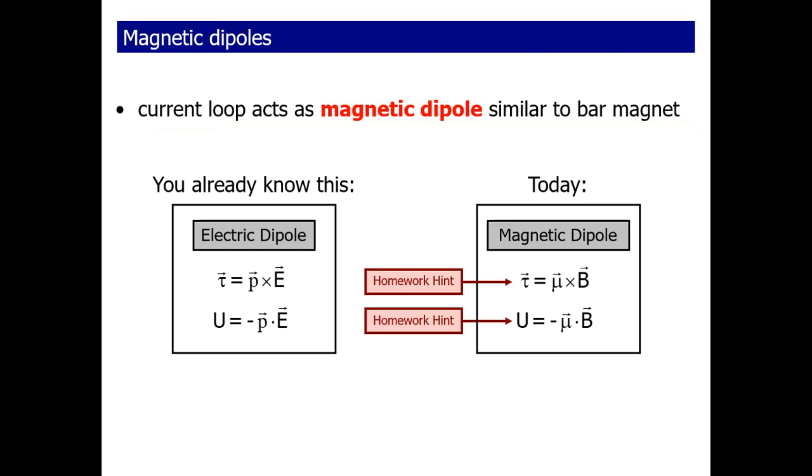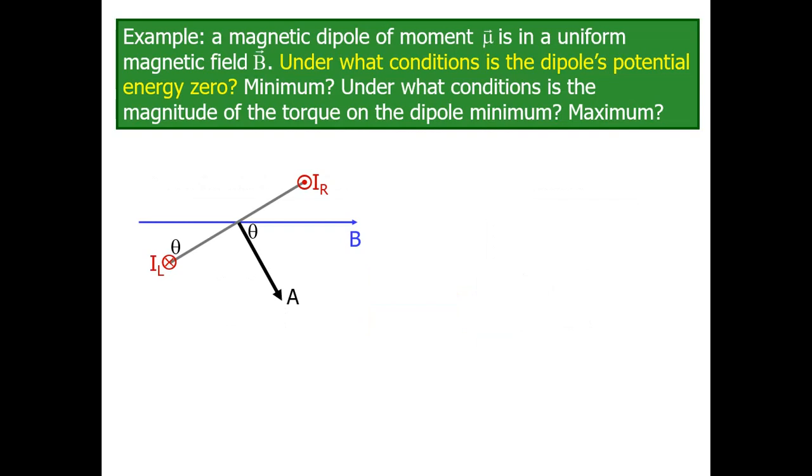In our book, mu is written as m, so don't be confused. Mu is equal to I A. The book writes m, but we are discussing mu cross B, so we are taking the value of m equal to mu, which is also I A. So don't worry.